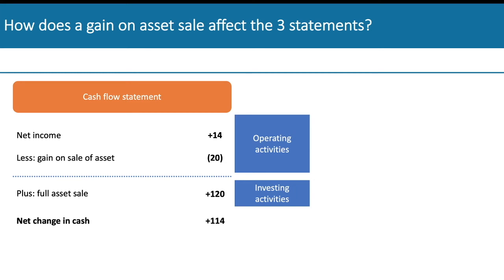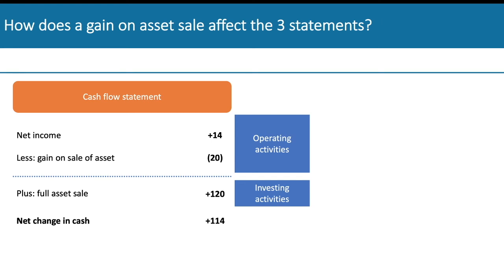Then on the cash flow statement, you would start with the net income again, so that's the 14, and then you subtract out the non-cash increase, which in this case is the gain on the sale of an asset, because if you think about it, this 20 is not really cash. You've sold it for 120, so the 20 is just this difference, and you're taking it out because it's a non-cash benefit, but also to reclassify it, because you're going to classify the sale in the investing activities section. So you're going to record the full amount, which is the 120 there. And if you net this out, so the 14 minus the 20 plus 120, it leaves you with a net change in cash of 114.